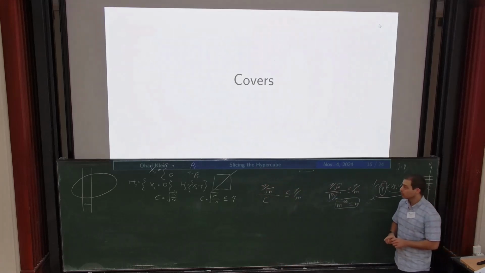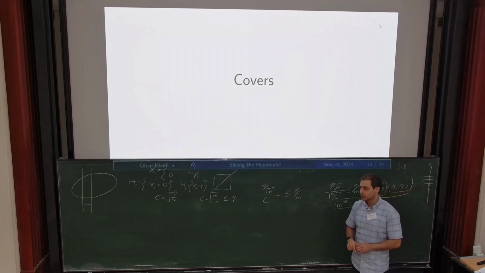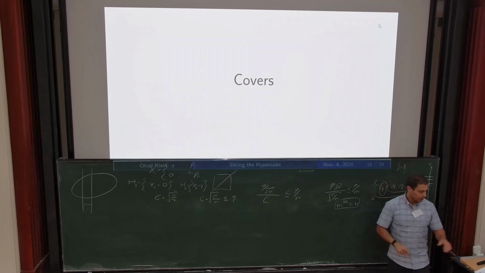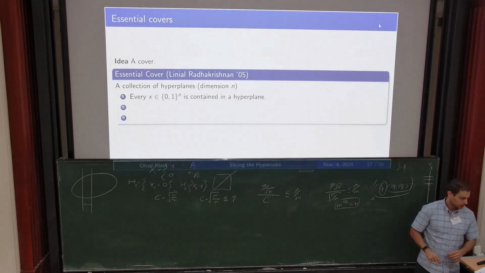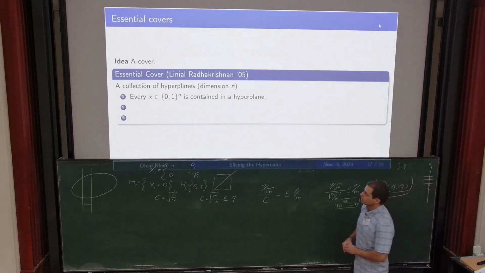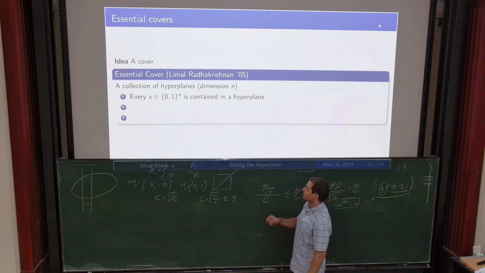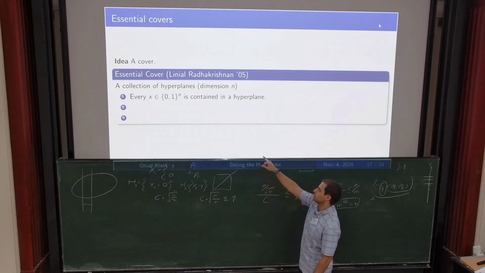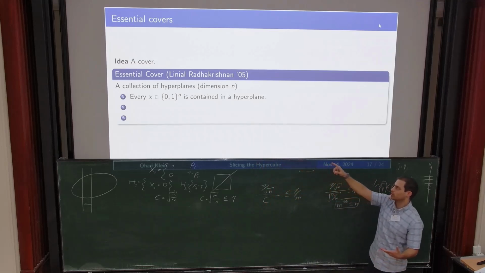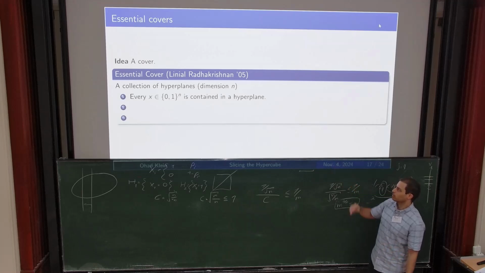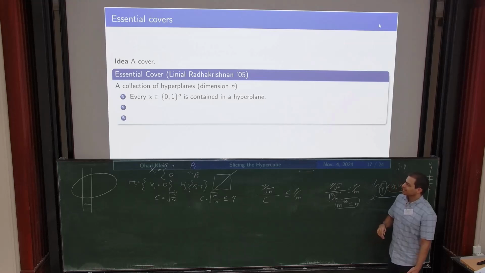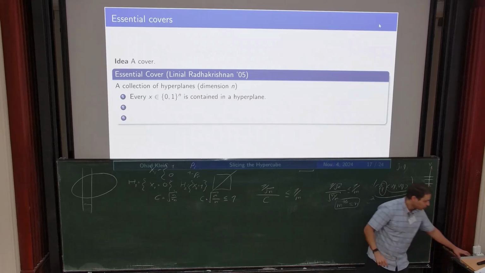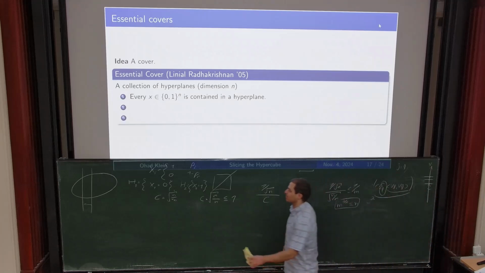Now I want to go to the second problem: how to cover the hypercube using hyperplanes. Recall that Linial and Radhakrishnan started with wanting to cover the hypercube using hyperplanes. And this problem does not make much sense because you can have just two hyperplanes that cover everything.